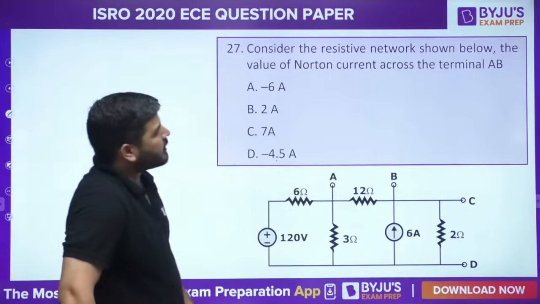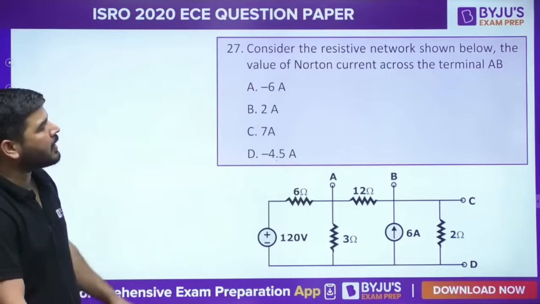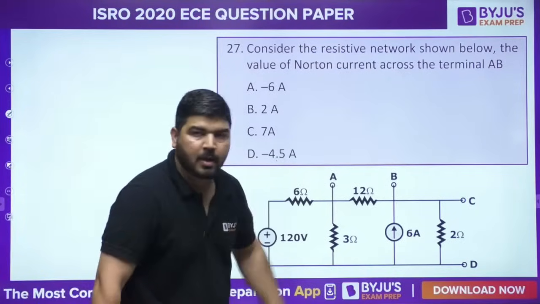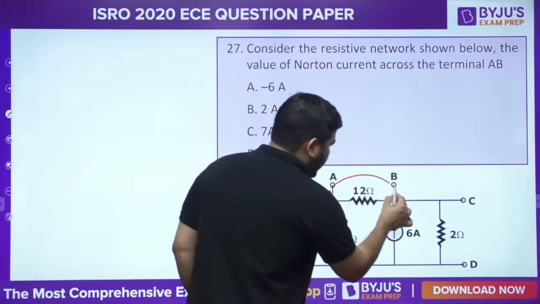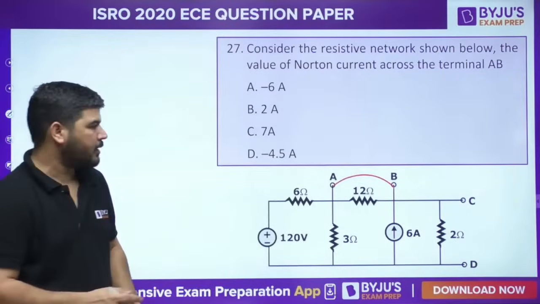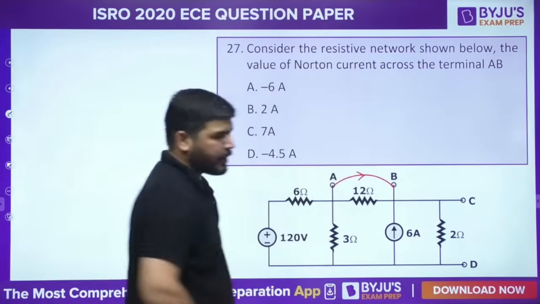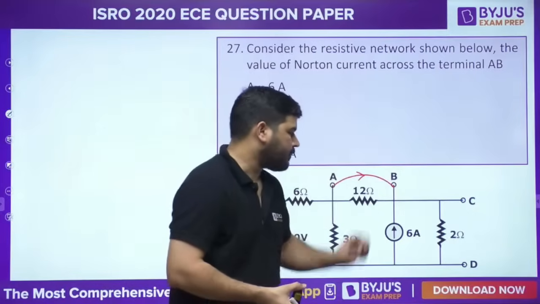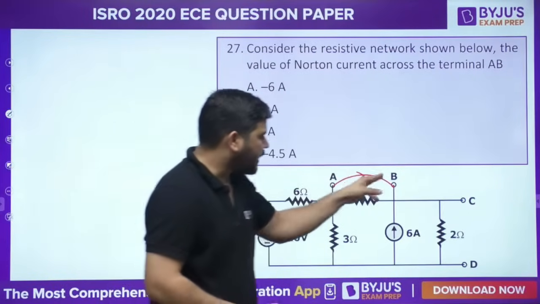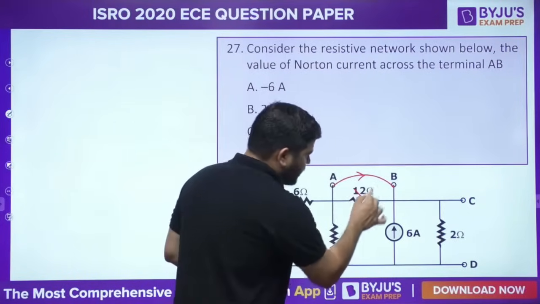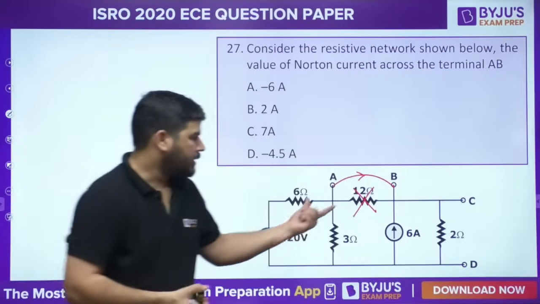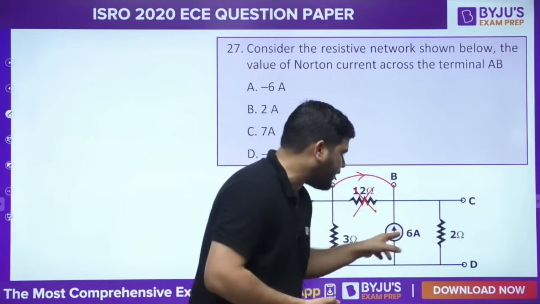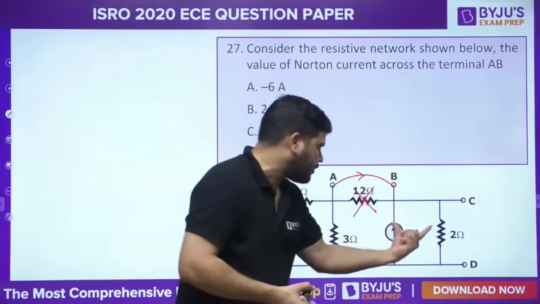Consider the resistive network shown below, find the value of the Norton current across the terminal AB. Norton current is the short circuit current. I need to calculate the short circuit current from A to B. So you can short it. Now if you are shorting it, obviously this resistance is of no use now. This resistance is of no use, and you can combine these current sources. You can transform this current source.